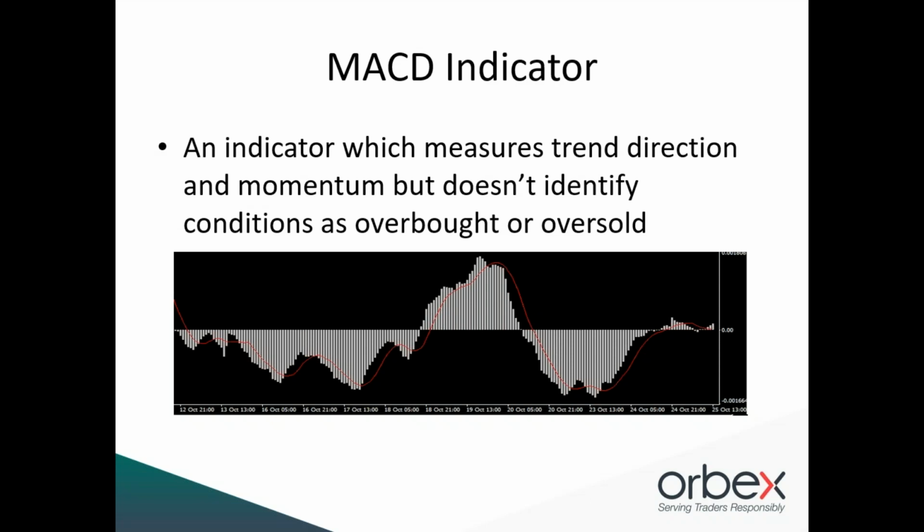Now, the indicator also measures momentum, and this is shown by the size of the bars in the histogram. So the larger the bars in the histogram, the bigger the moves we're seeing in the market, the more momentum is in the market. However, unlike the RSI and Stochastics indicator, the MACD isn't what's called a bound oscillator because there's no upper or lower limit. So it isn't identifying momentum as either overbought or oversold. It's simply showing you where momentum is increasing or decreasing. And then the main focus is on trend direction, for which it can be particularly effective.